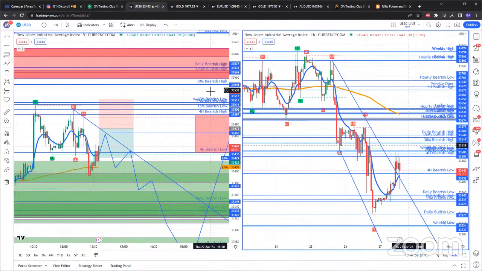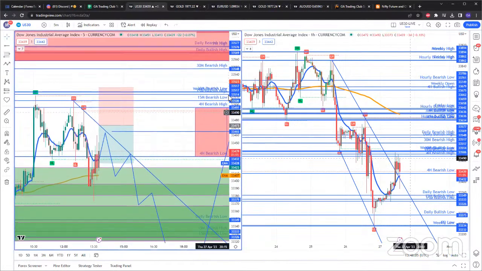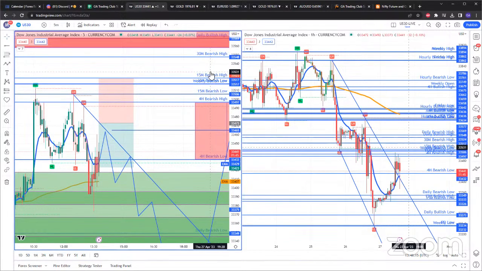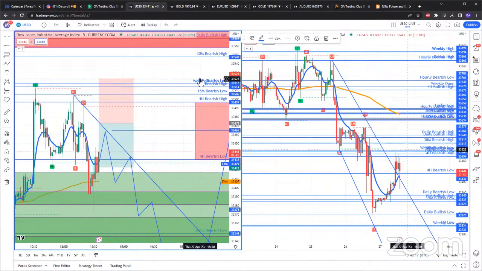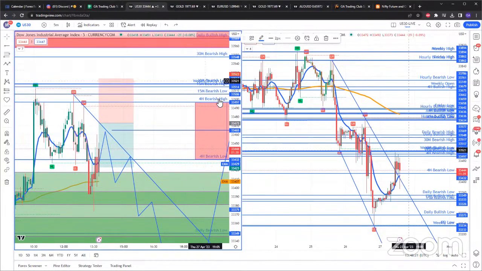And we are also in a 4-hour bearish high and bearish low area. So our stop loss is ideally above that bearish high, 4-hour bearish high, above the 15-minute bearish low, above all these previous highs. Here, what do we have? We have a 15-minute bearish high, and now we do have a weekly bullish low up here.